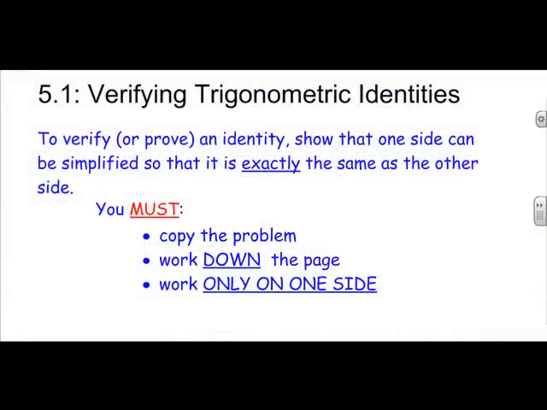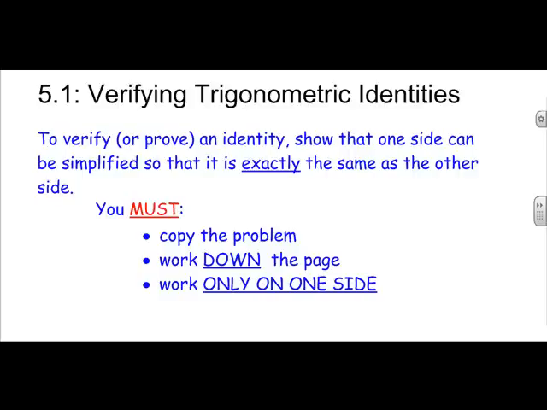In Chapter 5, we're going to be working with trigonometric identities, and in the first section of Chapter 5, we want to start verifying or proving trigonometric identities. You remember that an identity is an equation that's always true for all values of the variable that are in the domain. Our job in this section is going to be to prove an identity, or to verify that it's correct. Basically, what you want to do is work on one side, and show that one side of that equation can be simplified so that it exactly matches the other side.